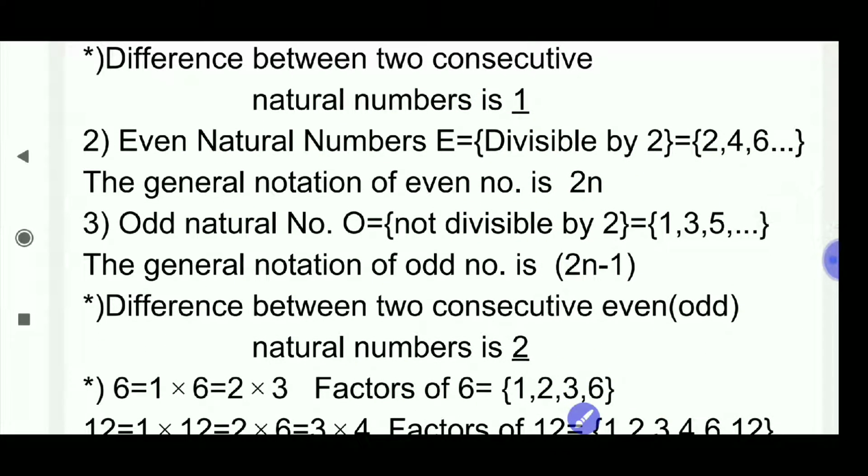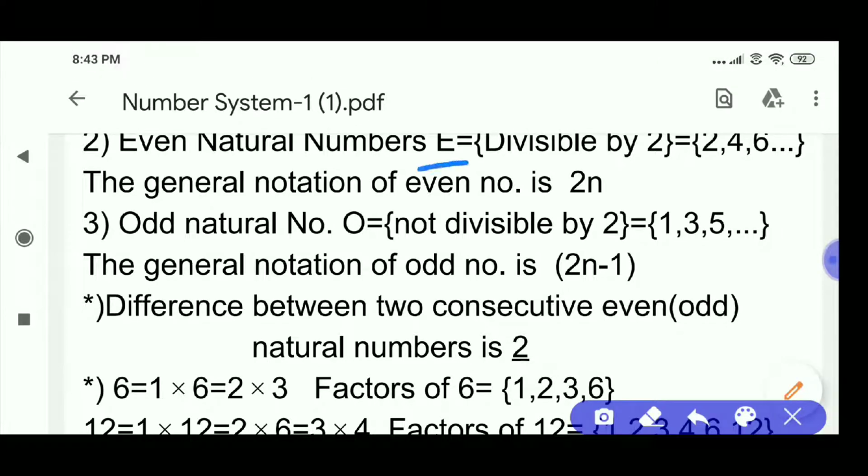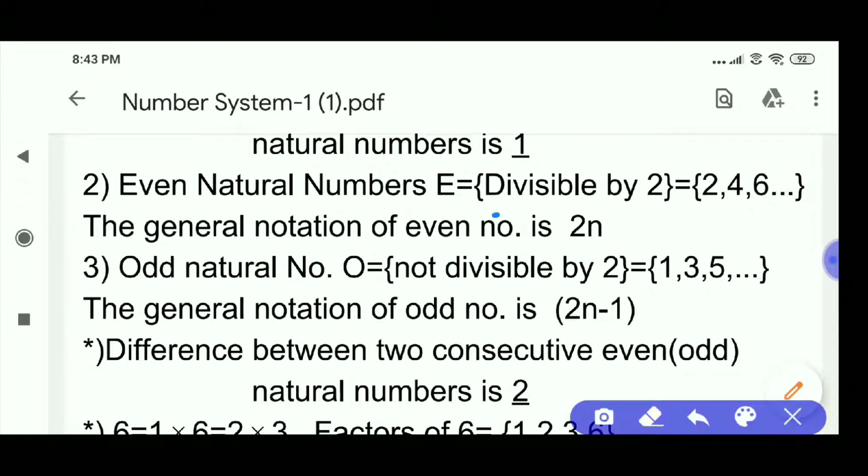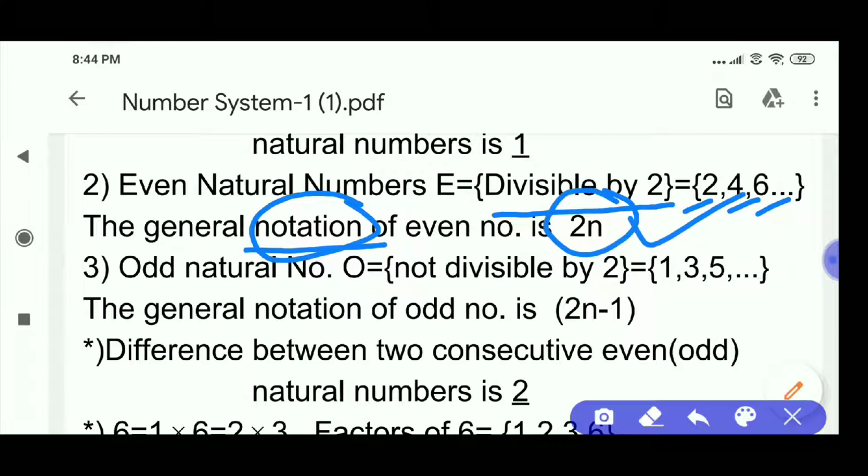Now, even natural numbers. It is denoted with E. You know that even natural numbers means divisible by 2. That means second table. 2, 4, 6, 8, 10, etc. So the general notation of even number is 2n. Notation means representation. Generally, we represent an even natural number with 2n.